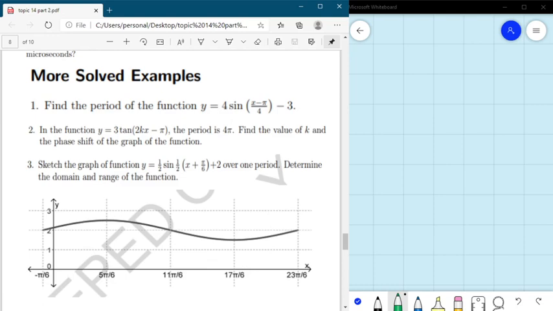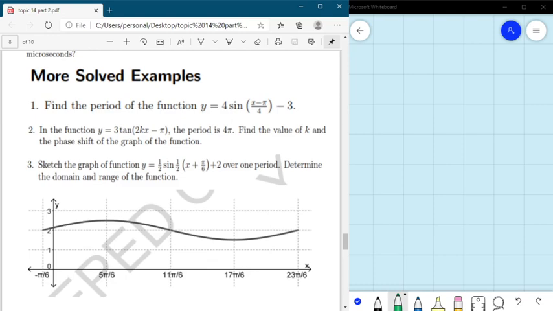We are now in part 3 of our discussion on topic 14 of quarter 2 in our pre-calculus subject. We are to discuss now more solved examples on pages 165 to 169. There are 10 problems and we are to discuss each one of them so that you can understand the examples given.